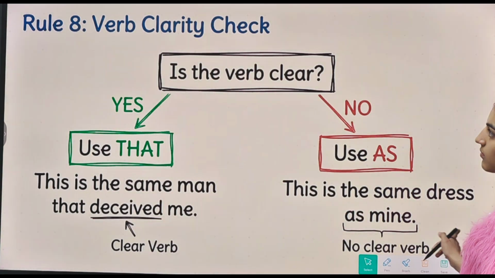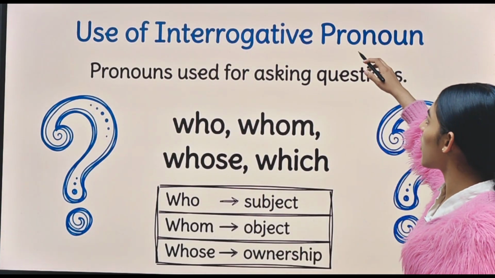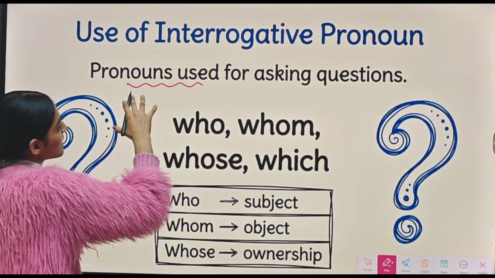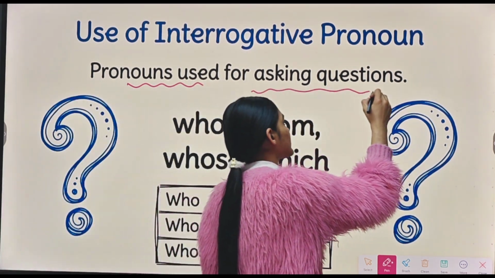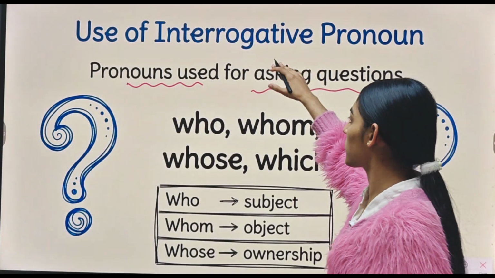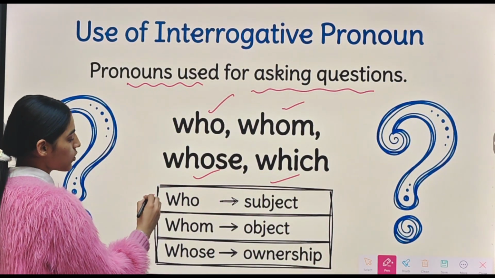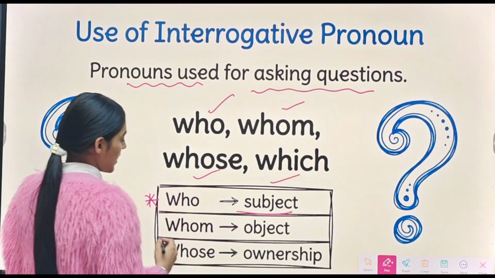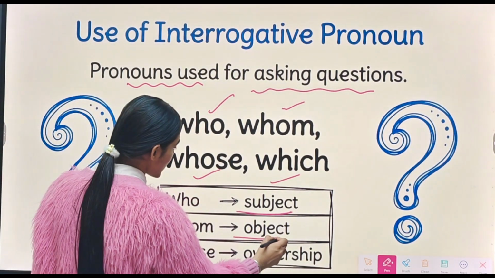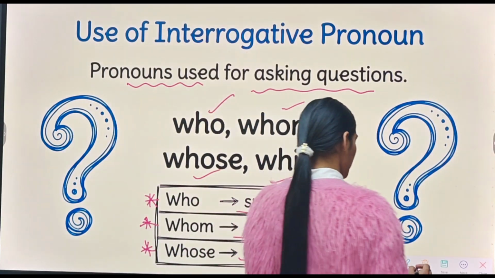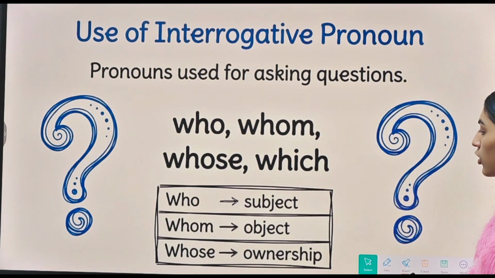Now moving on, the use of interrogative pronouns. These are those pronouns which are used for asking questions. So which are interrogative pronouns? Who, whom, whose, which. Who is used for subject, whom is used for object, and whose is used for representing ownership. So here we have seen rule number 1.